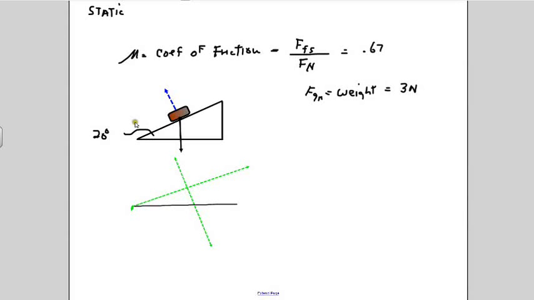Okay, so I have redrawn the ramp. I've made it a little coordinate system, as you can see. And in this little coordinate system, I hope you can see that this represents the x-axis over here. This represents the y, and this would be minus x and minus y. And I've tilted the whole thing up at 20 degrees.